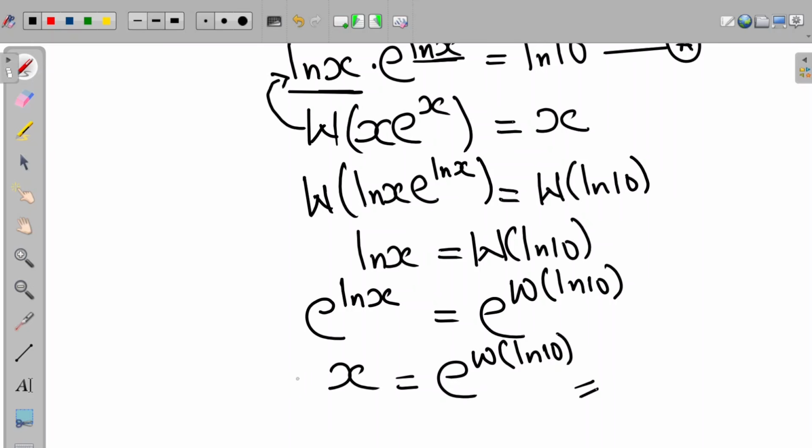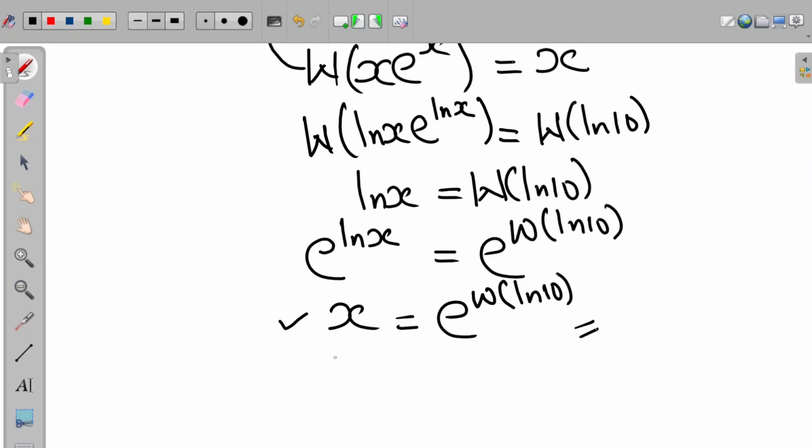Now we have been able to obtain the value of x. But if you want to obtain the approximate value of x, you have to use a calculator that supports the product log function or the Lambert W function. So if you use such a calculator, x is approximately equal to 2.50618 and so on. So the value here is the approximate value of x.